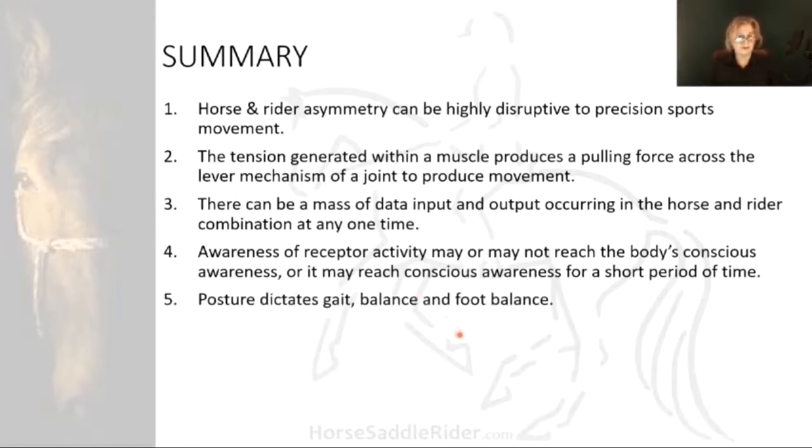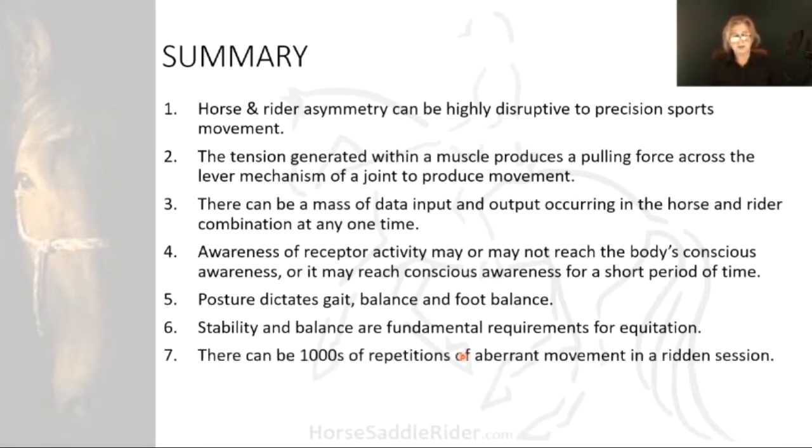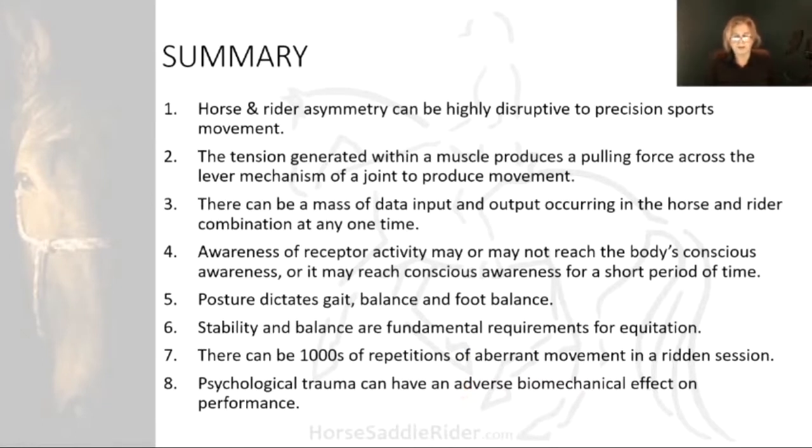Posture dictates gait, balance, and foot balance, and we'll look at that in more detail in the next presentation. Stability and balance are fundamental requirements for equitation, so that if you can help your rider to achieve stability and improve their balance, that will make them much better riders. There can be thousands of repetitions of aberrant movement in a ridden session. And psychological trauma can have an adverse biomechanical effect on performance. Okay, so you've probably gathered by now I'm going to beat this stability into you more so than skill, because I think that it's a much more important trait if you can develop stability in a rider, more so than what you might perceive to be skill.